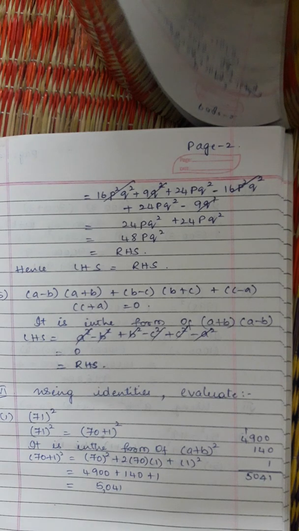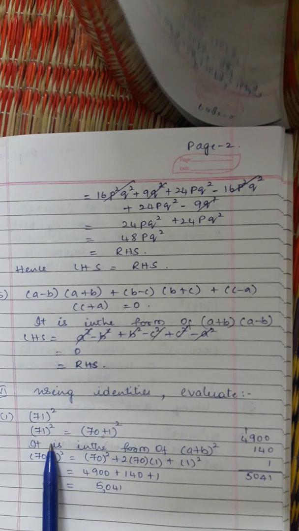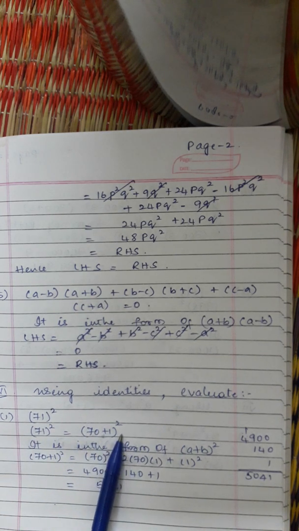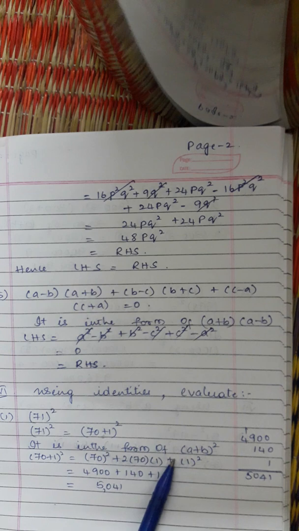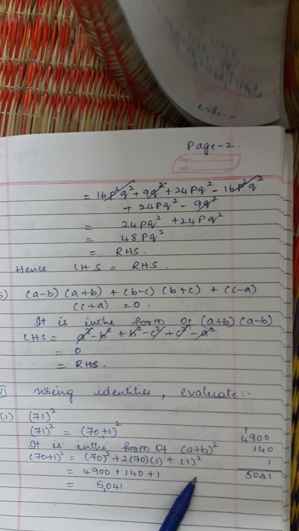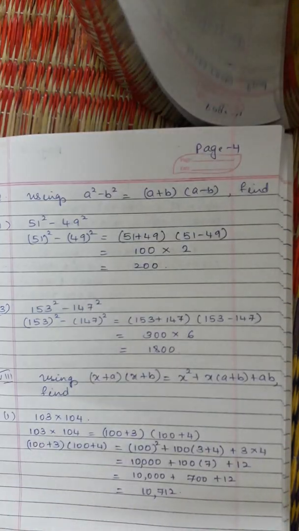So coming to the sixth main, using the identities evaluate. Here he has not asked any particular identity. So 71 the whole square can be written as 70 plus 1 the whole square. It is in the form of a plus b the whole square, a square plus 2ab plus b square. We are getting the answer as 5041.